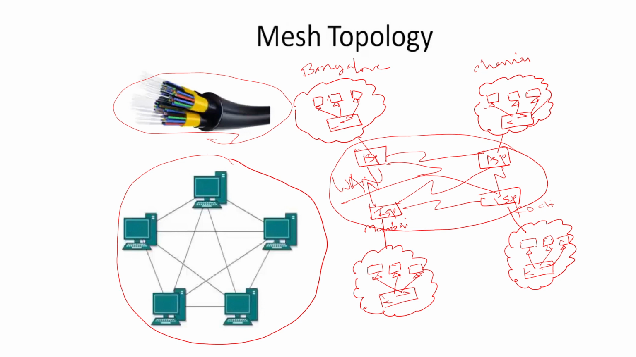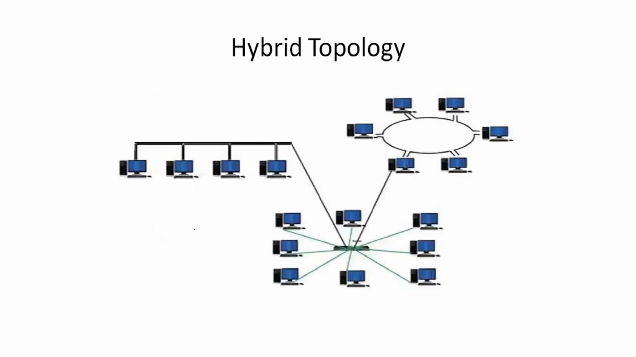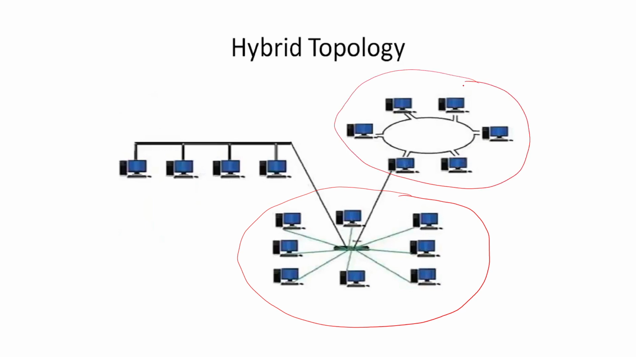And the last topology is hybrid topology. In this we have a combination of multiple topologies: star topology, ring topology, and bus topology. See? But these topologies are also not in use, because bus is not, ring is not. So this is what we call hybrid topology.